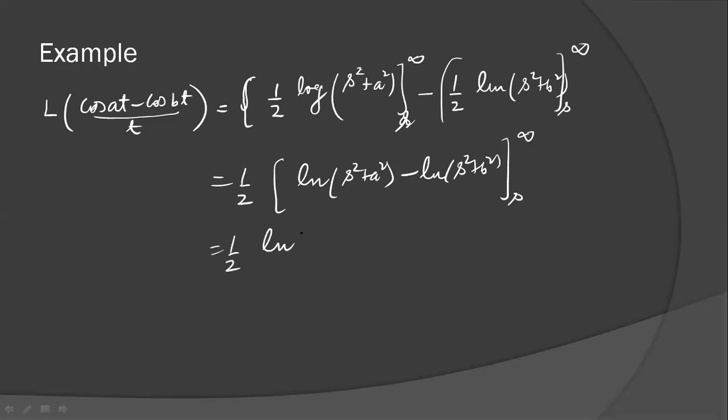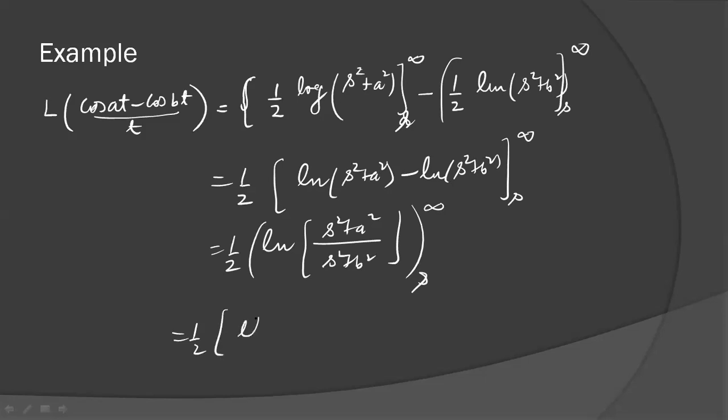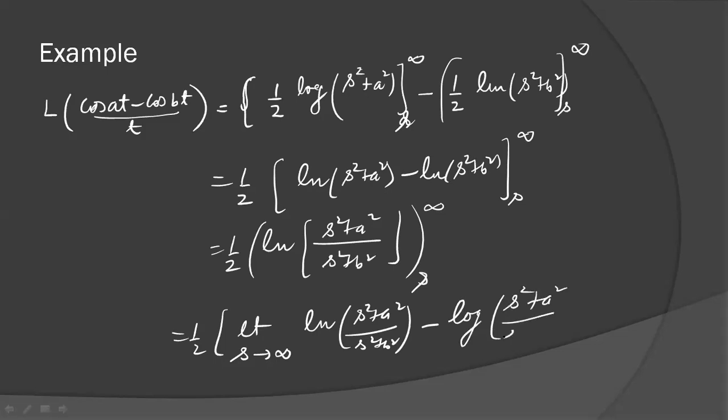If you use the property log m minus log n, it will be log of (s square plus a square) over (s square plus b square), from s to infinity. Be careful in applying the limit. So the upper limit is the limit as s tends to infinity of log (s square plus a square) over (s square plus b square) minus log (s square plus a square) over (s square plus b square) at s. As s tends to infinity, this limit has coefficient 1 over 1 because the degree is the same, so the limit will be 1 and log 1 tends to 0. So this value will be 0.